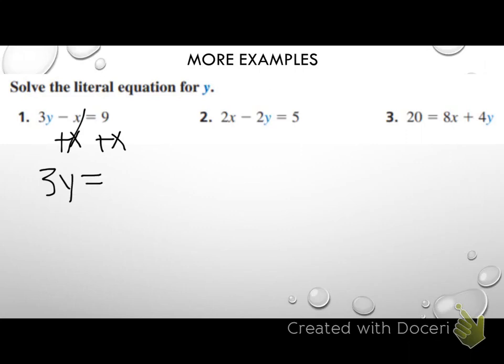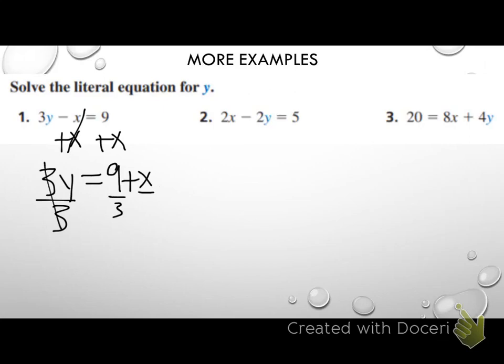Are 9 and x like terms? No. So I'm just going to write it as 9 plus x. We good with that? Next step to get y by itself. Divide by 3 on both sides.